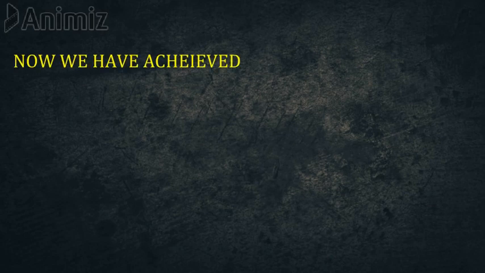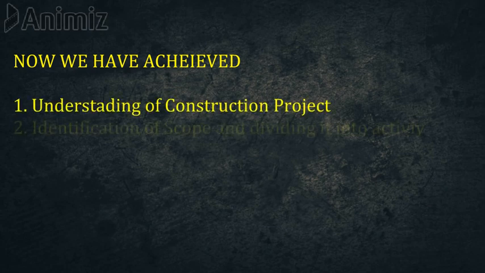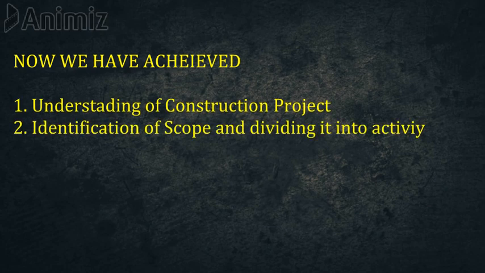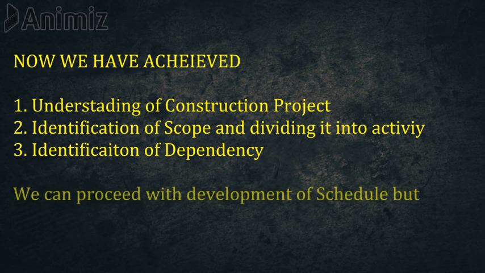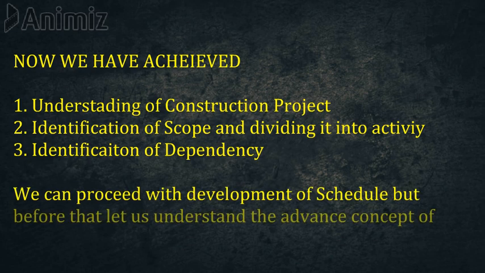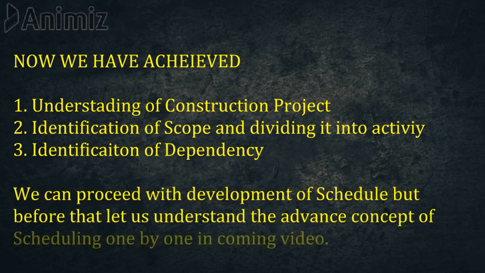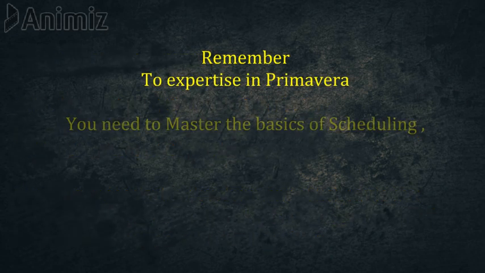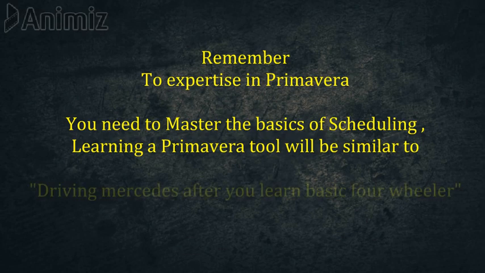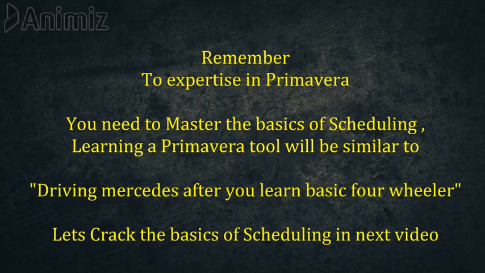So till here, what have you achieved? Now you have achieved an understanding of this simple construction project in which you are very clear with the scope, you have divided the project into various manageable activities, and you are now very clear with the right dependencies, which is the prime essence of any schedule. Now you can proceed to develop a schedule, but before that let us understand the basic concepts of scheduling. And you must remember this, Primavera is just a tool.